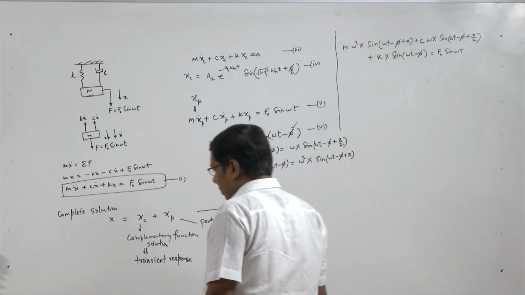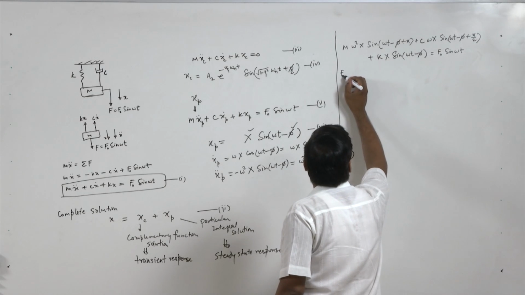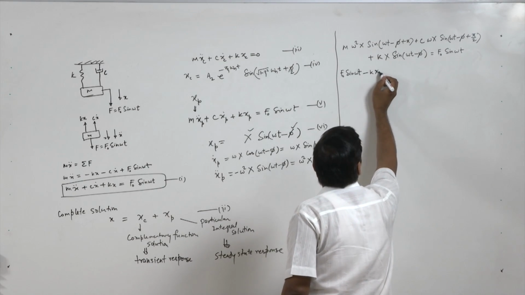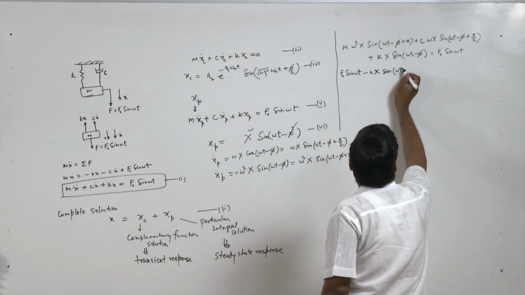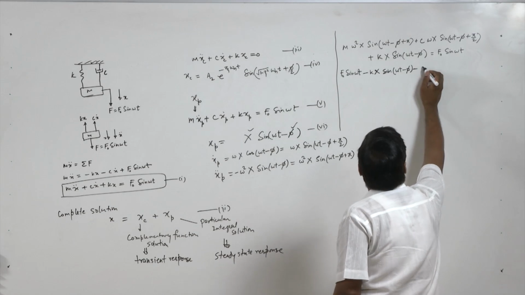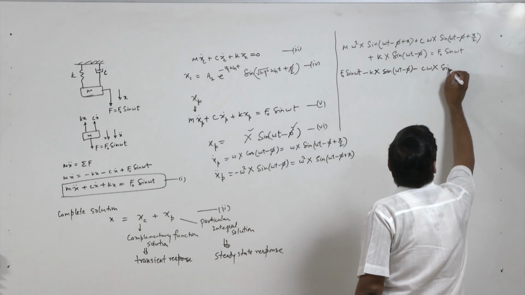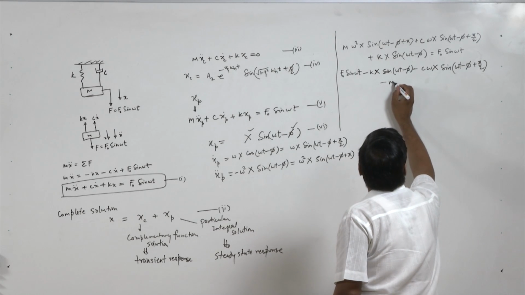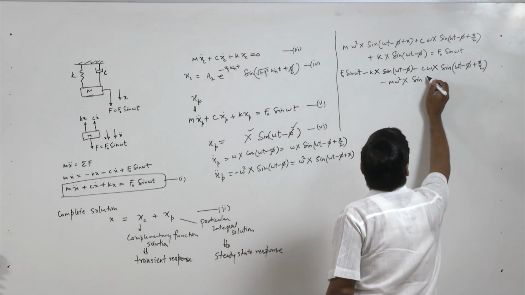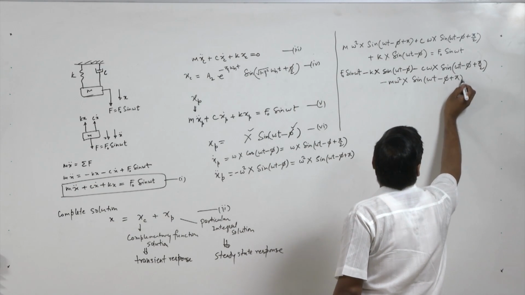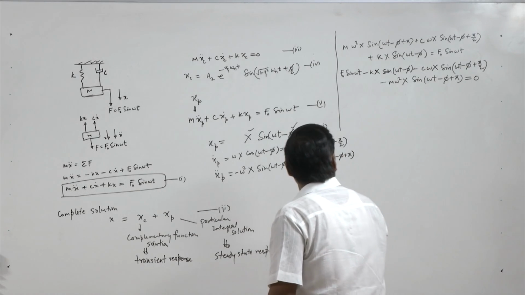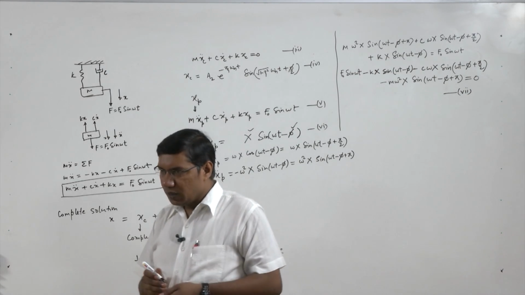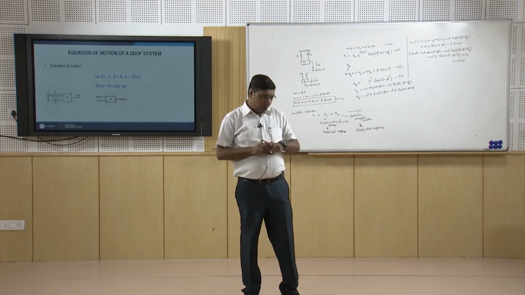Now we arrange these terms, and we can write F0 sin omega t minus k x sin of omega t minus phi, minus c omega x sin of omega t minus phi plus pi by 2, minus m omega square x sin of omega t minus phi plus pi equal to 0. Let's say this is equation 7.